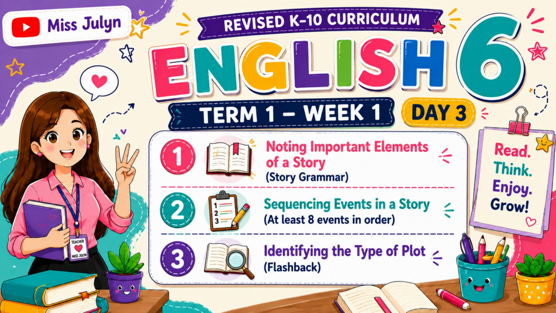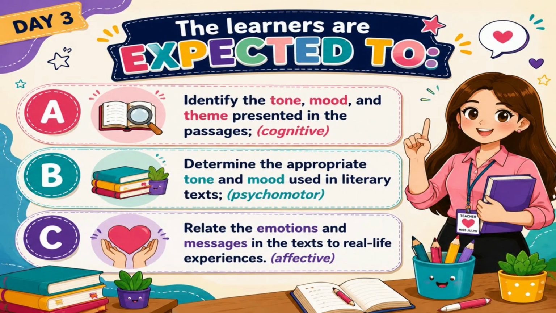English 6, Term 1, Week 1, Day 3. Noting important elements of a story or story grammar. Sequencing events in a story, at least 8 events in order. Identifying the type of plot, flashback.